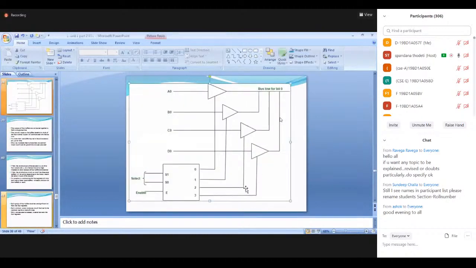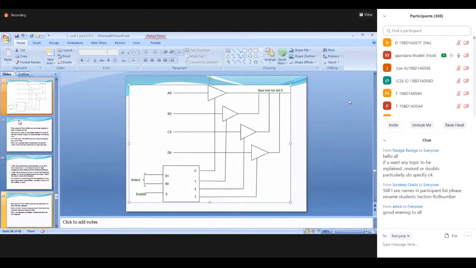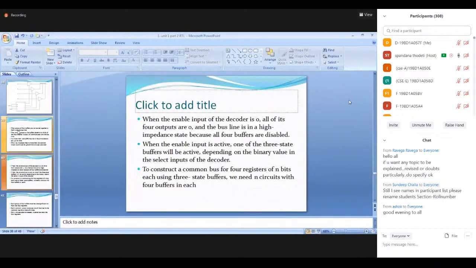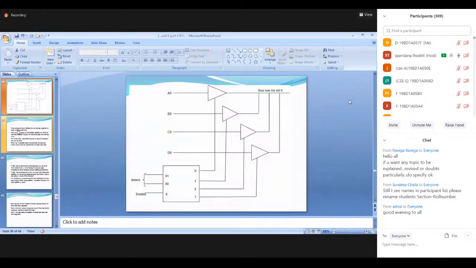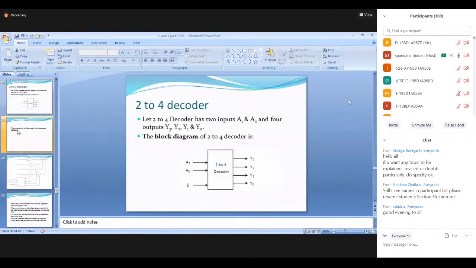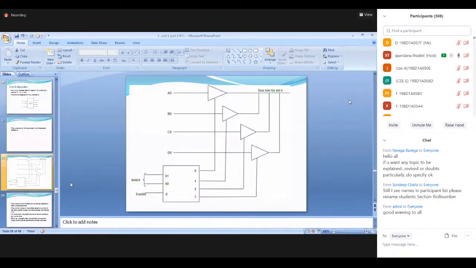So if the value of the control input is 1, whatever input we have will be chosen as output. Similarly, if the control input is 0, then the tri-state buffer will act like a high impedance state, which means that nothing will be transferred to the output. Let us see how to construct this.